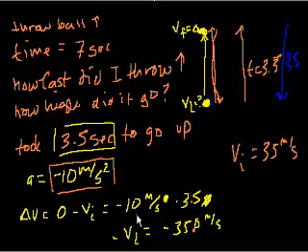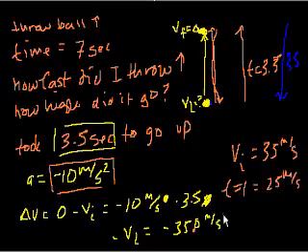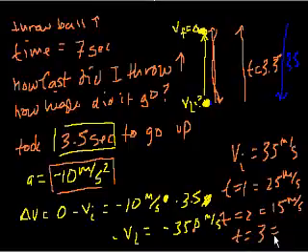Every second it travels in the air, it's getting 10 meters per second slower. It took 3.5 seconds to go from whatever speed you threw it at to 0. So it must have started off at 35 meters per second, right? At t equals 1, it was going 25 meters per second. At t equals 2, it was going 15 meters per second. At t equals 3, the ball is going straight up at 5 meters per second. And at t equals 3.5, the ball is stationary. It's right at the top, and then it starts accelerating downwards.